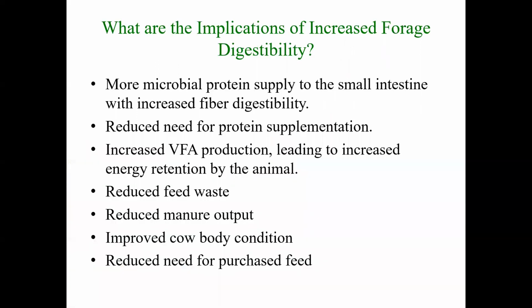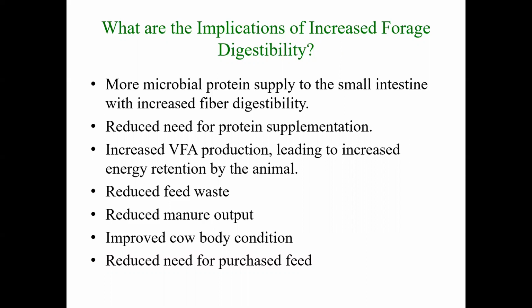So what are the implications of increased forage digestibility? If we increase forage digestibility by breaking that forage particle down, we get more microbial protein supply to the small intestine, which limits the amount of protein that we need to buy. We have a reduced need for protein supplementation. We get an increase in VFA production, which means an increase in energy to that animal.